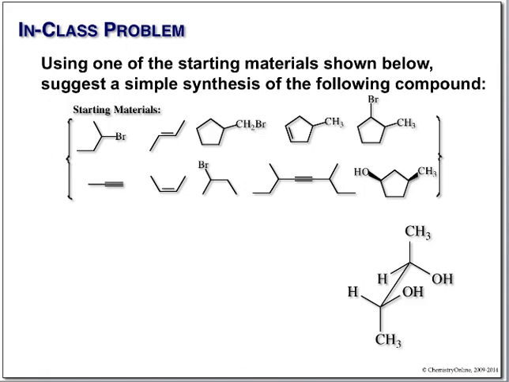So exactly the same game here. What is this? It's a 1,2 diol, isn't it? The OH groups are on the same side of the molecule, so this is a cis 1,2 diol. Now I actually know two ways to make cis 1,2 diols, permanganate and base or osmium tetroxide. But they're exactly the same reaction, so either one would work.